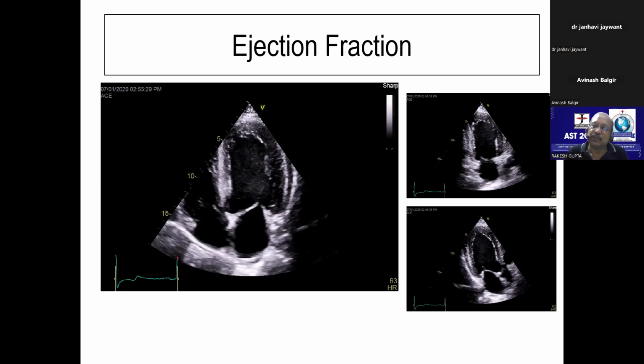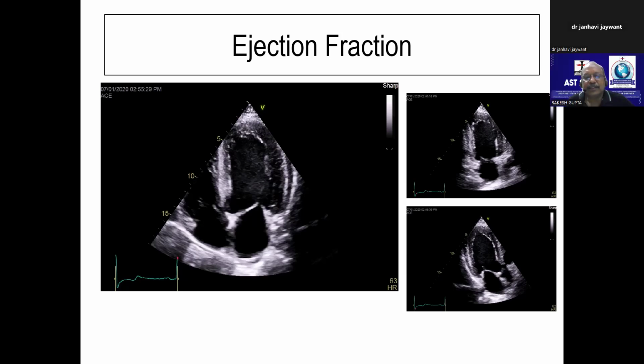Now I want to index stroke volume. How do you get the index stroke volume? In aortic, divided by body surface area, which could be 1.7. So let's divide this value by 1.7. It comes to 31.56.